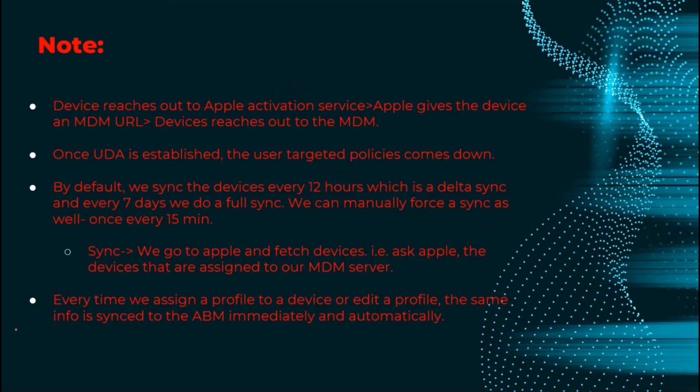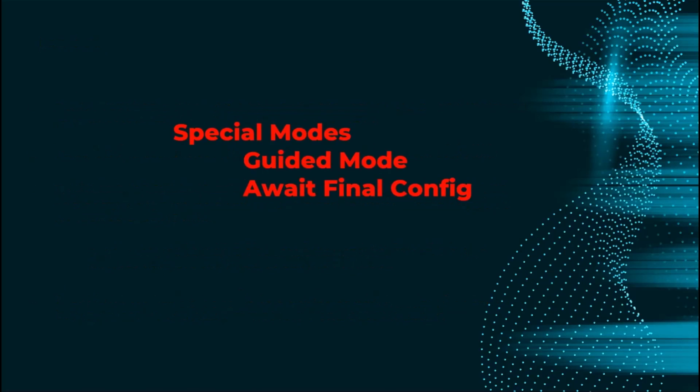Okay, so the flow that we have seen until now is the normal generalized flow. However, there are a couple of things that might change depending upon the mode and the configuration that we have in the DEP profile. Therefore, I just wanted to call out these two special modes. One is guided access mode, and the second is await final configuration. I'm going to very briefly touch on these two modes for now, and then when we do the demo, we are going to get into details of it.